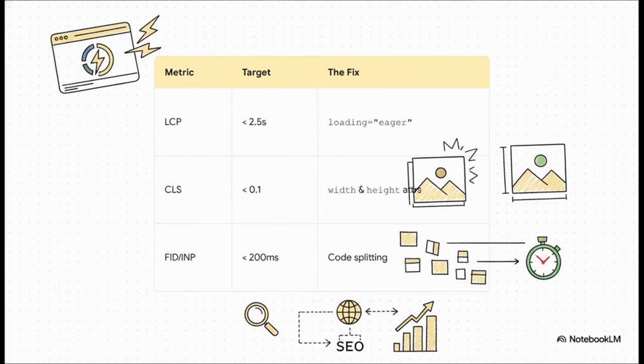First is Largest Contentful Paint, or LCP. The target is under 2.5 seconds. The fix is to set loading eager and fetch priority high on the main hero image. Next is Cumulative Layout Shift, or CLS. Here, the target is a score below 0.1. The fix for this is adding explicit width and height attributes to all image tags. Finally, there's input delay, measured by FID or INP. The target is under 200 milliseconds, and this is improved by code splitting with React.lazy.